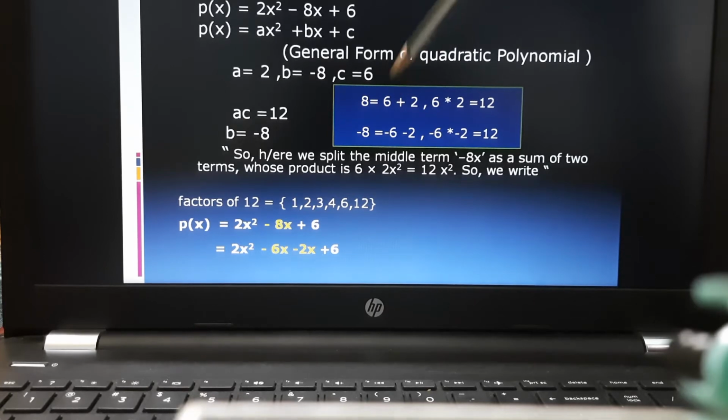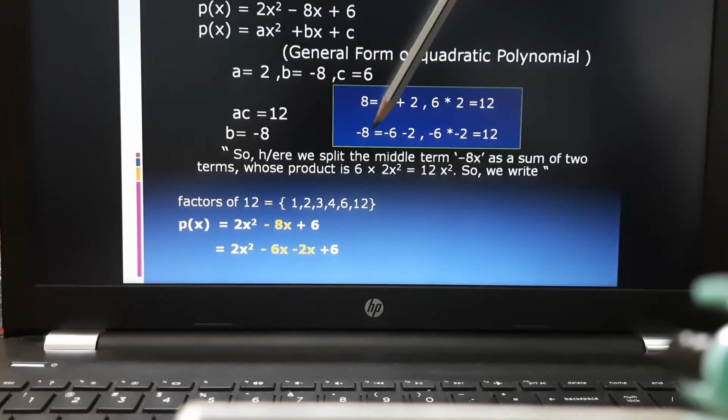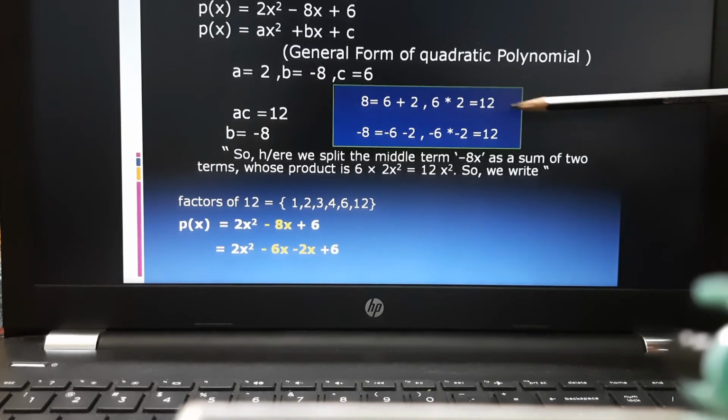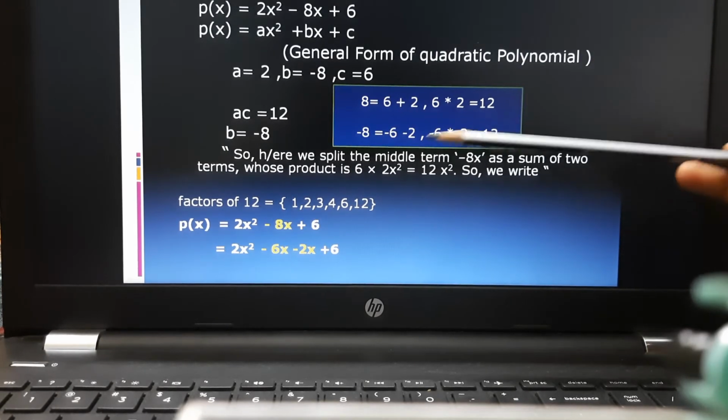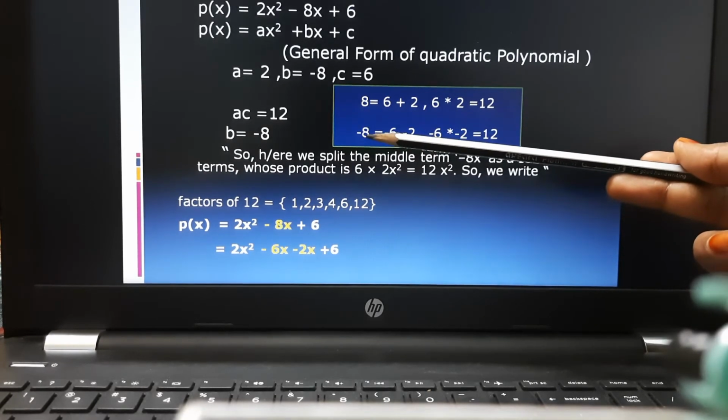I have to see the condition also: 6 into 2 is 12, right? It is equal to 12, but we have minus 8 here. So to get minus 8, we'll see another condition. Minus 6 and minus 2. Minus 6 and minus 2 gives minus 8.